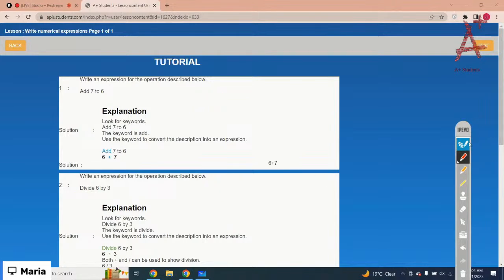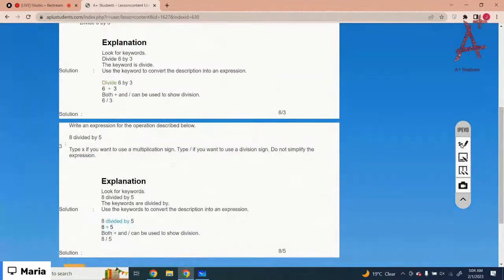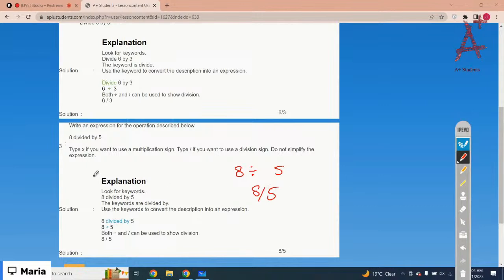Okay, the next one is write an expression for the operations described below. 8 divided by 5, that means you have two numbers, 8 and 5, and the operation in between them is divide. Either you can write it this way or this way, they are both the same. Got it?